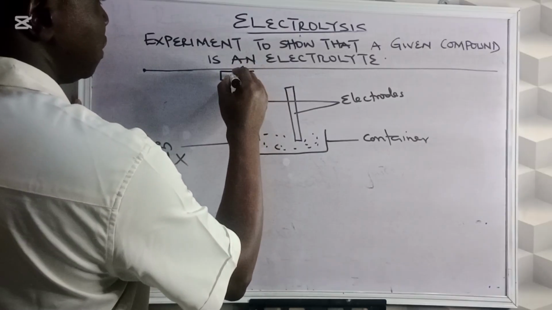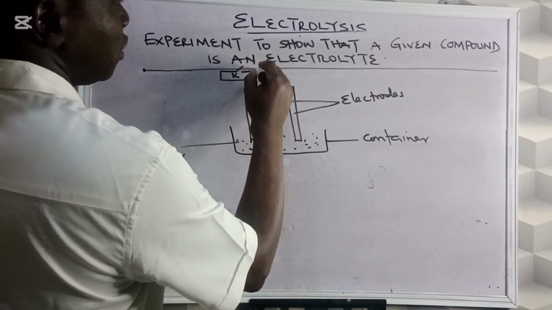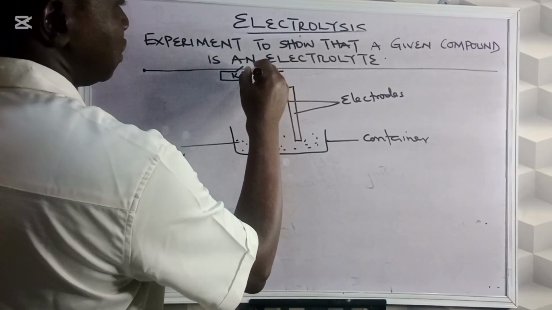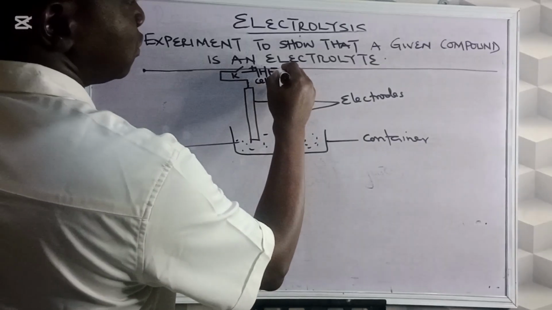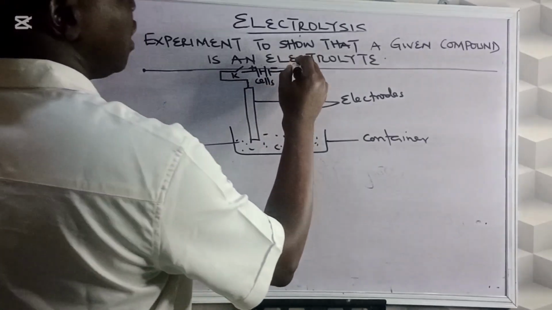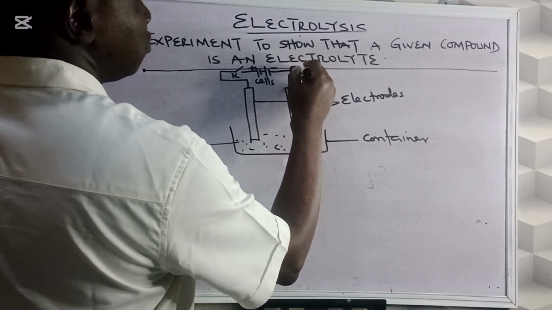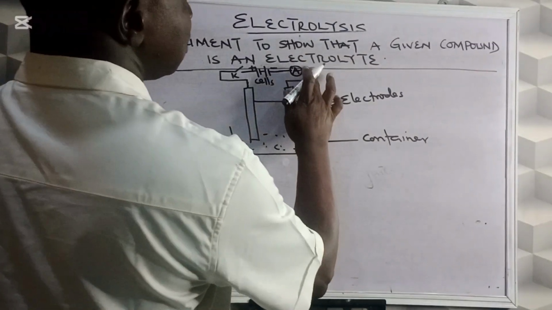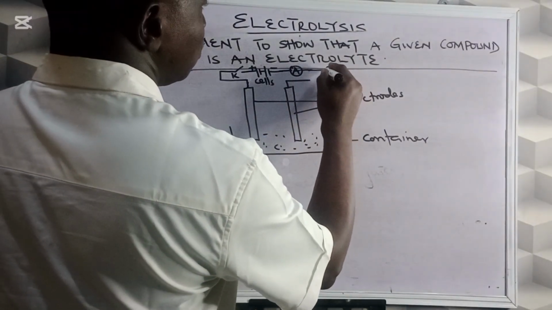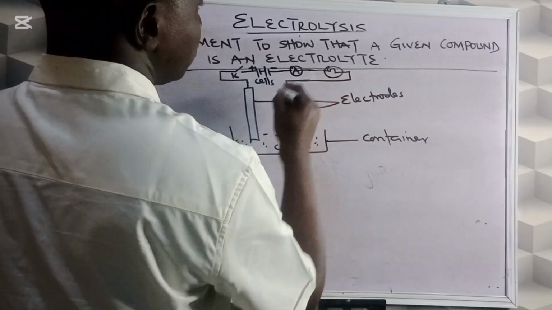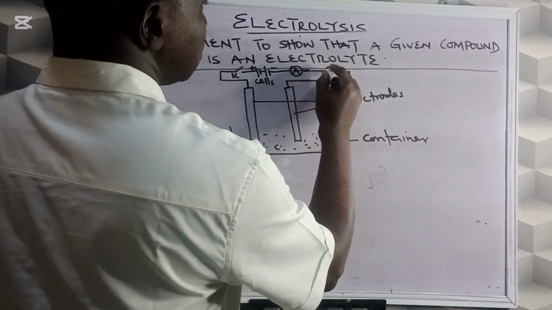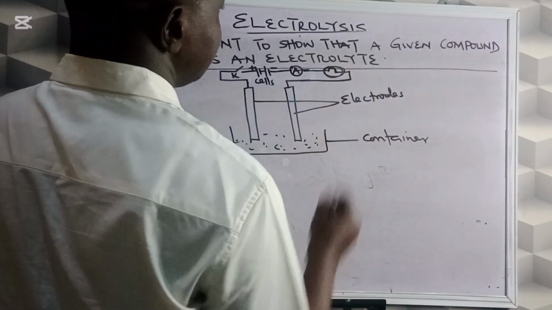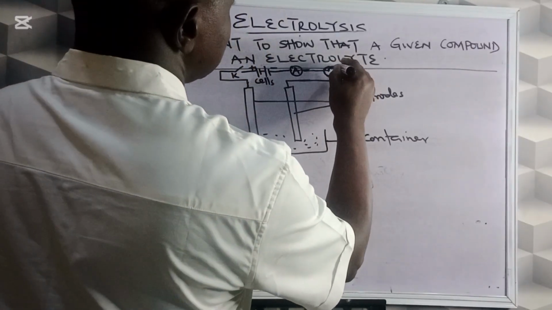We have the key. We have the battery here, the cells. This is positive, this is negative. We have the ammeter here, like that. Then finally, we have the bulb.